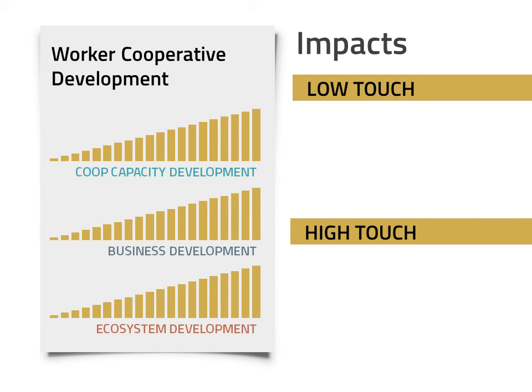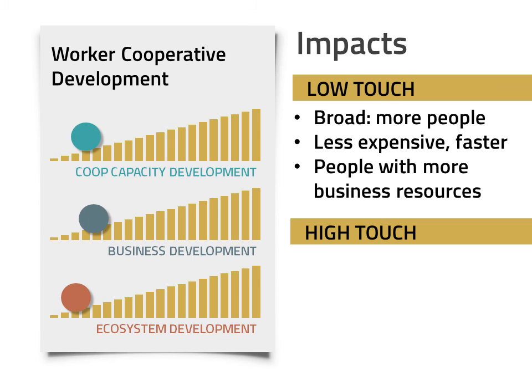In the end, your model should be set up to achieve the impacts you want to see in the world. An impact is the difference the program is making in real people's lives and more broadly to community and society. Low-touch approaches will generally have a broader impact. They can reach more people, especially people who already have some business skills and access to resources to pursue their vision, but need some guidance. Low-touch co-op development may take less time and fewer resources.